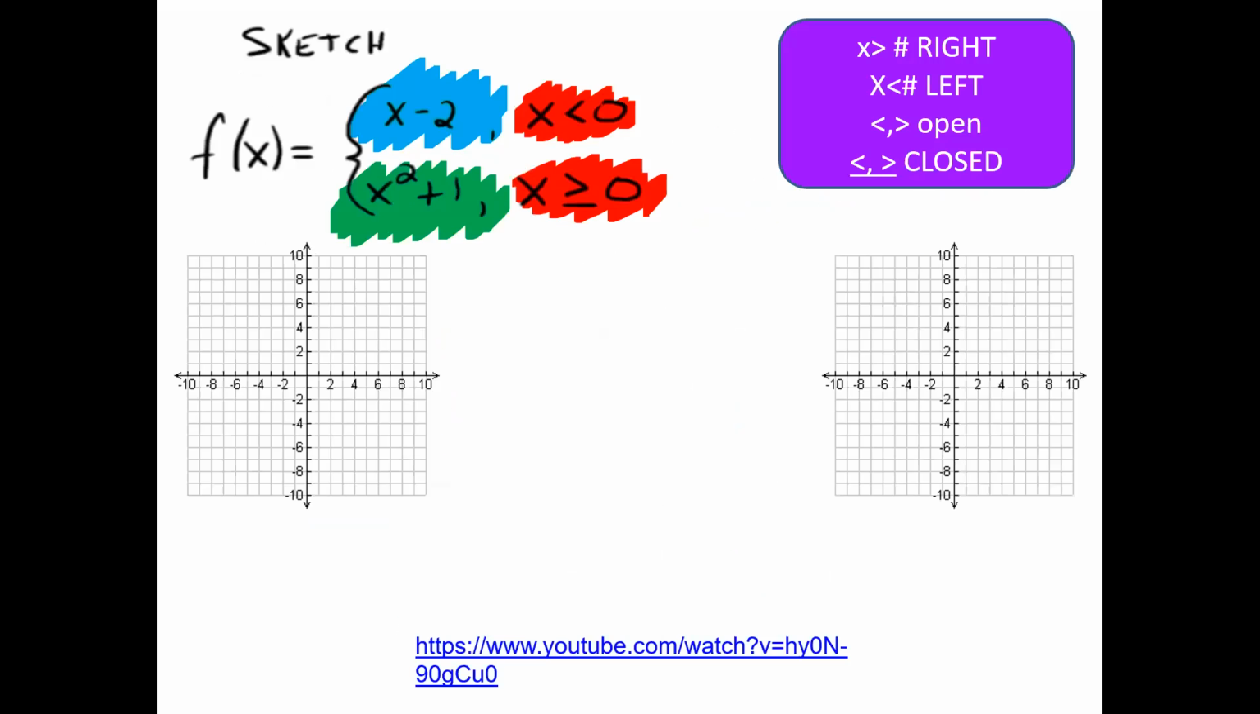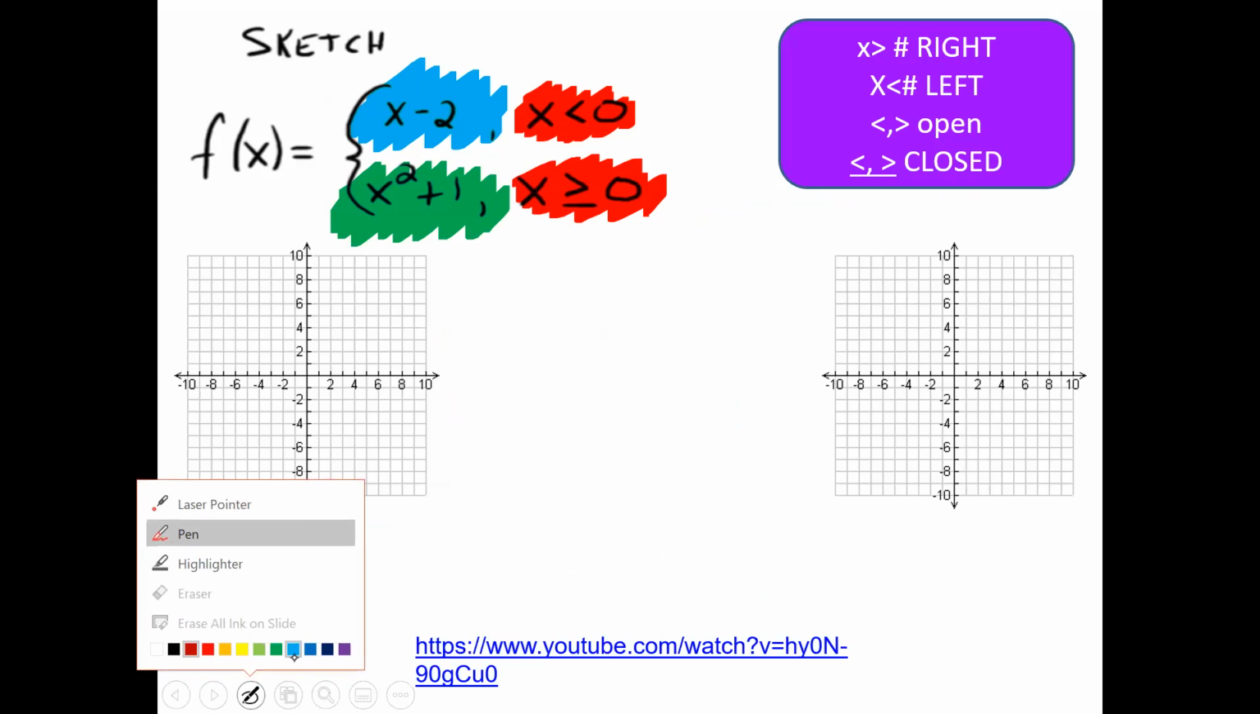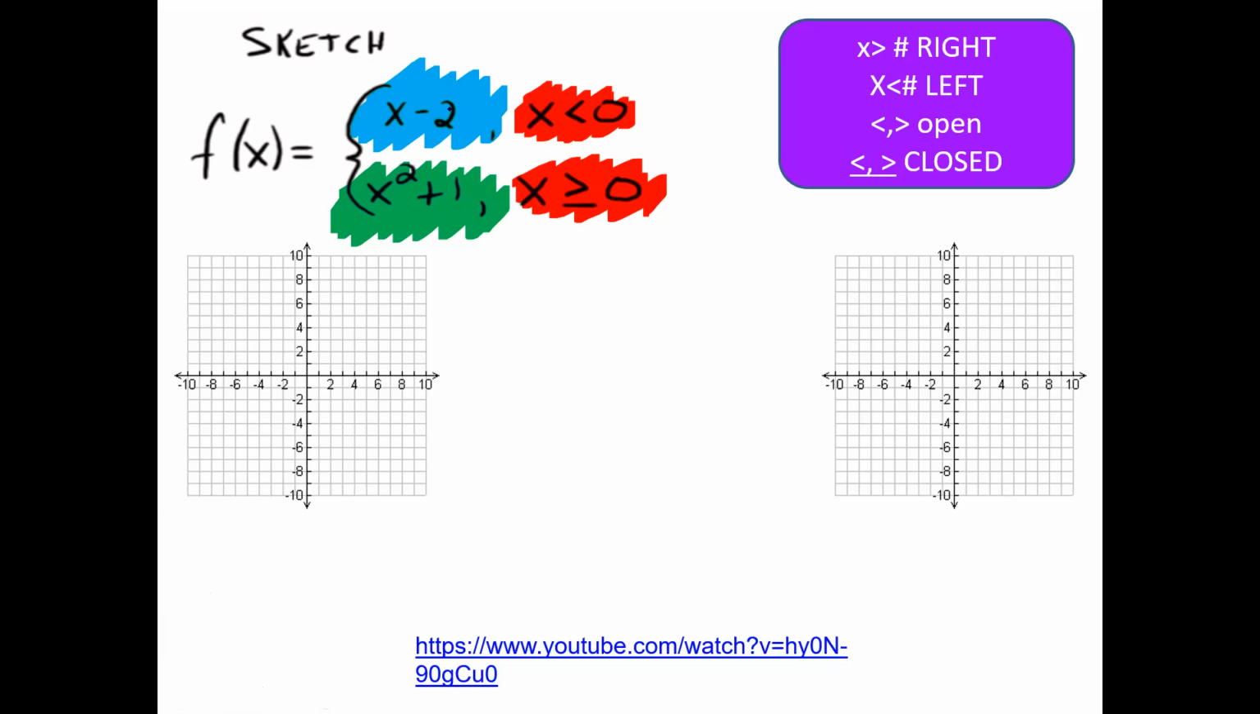All right. Now let's go ahead and take a look at your second example. So this is your second example on the same page. Okay, for your second example, you're going to be sketching this. And as you can see, there's a blue equation and a green equation. Let's go ahead and sketch the blue equation first.